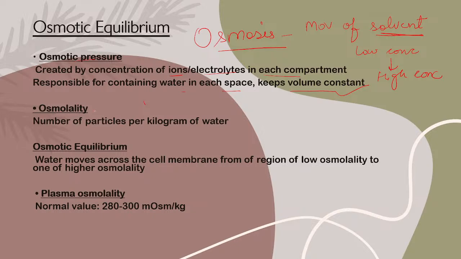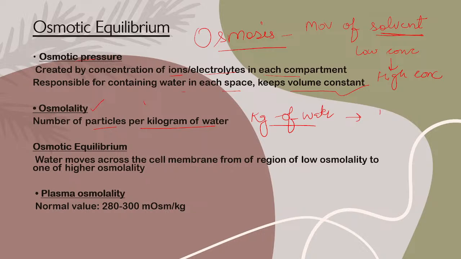Next is osmolality. Osmolality is the number of particles per kilogram of water. For example, there is 1 kilogram of water, that is the solvent, and the number of particles, that can be ions and electrolytes, present in 1 kilogram of water is known as osmolality.